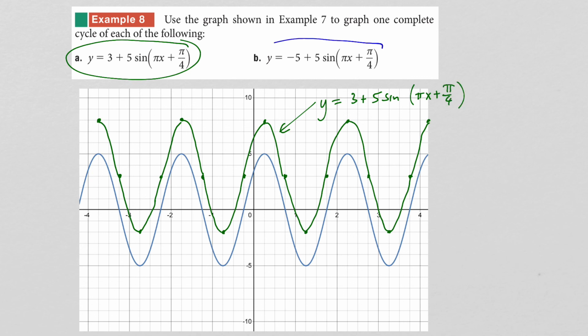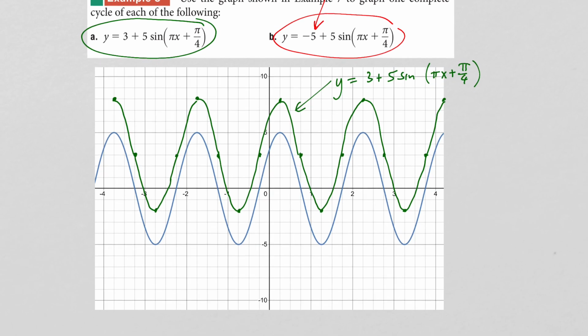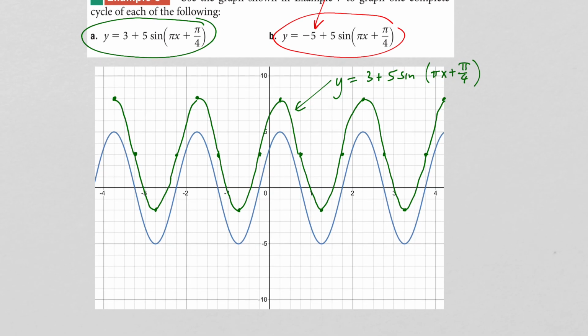Now let's graph this one, and we'll do it in red. This is going to move that same original graph, which is this graph here, but it's going to shift it down 5 units because we have a negative 5. So to get that graph, I'm just going to take every important point on this graph and shift it down. And there are all those important points.